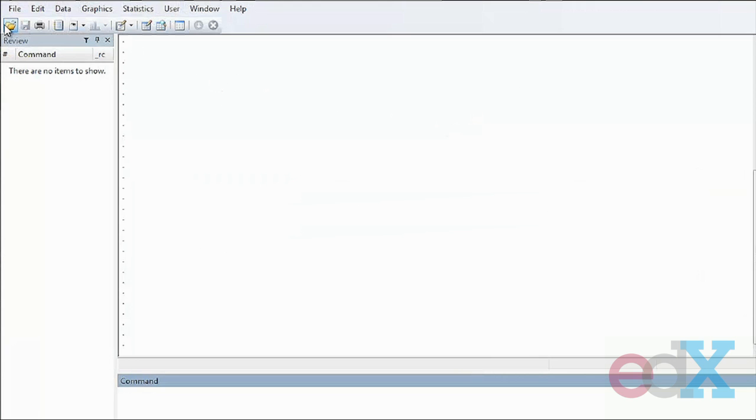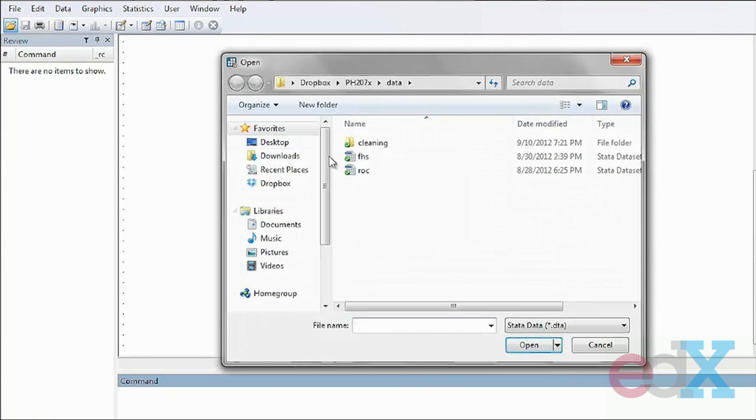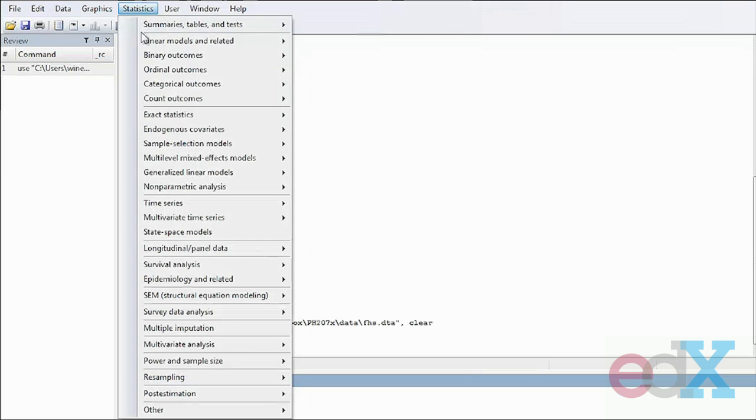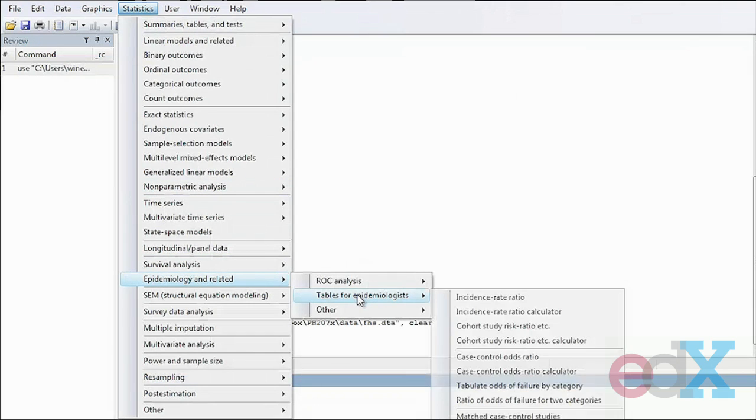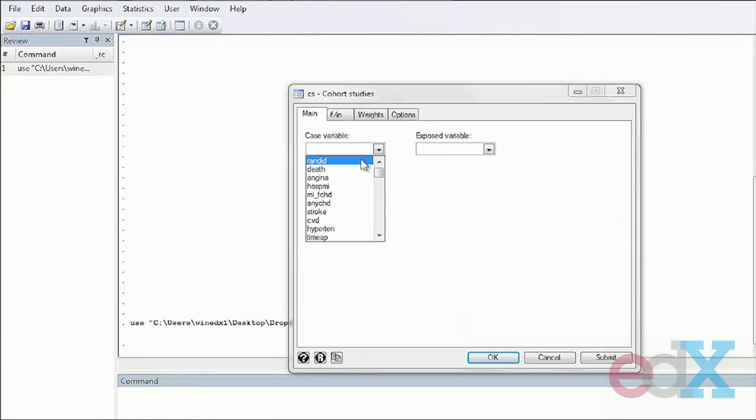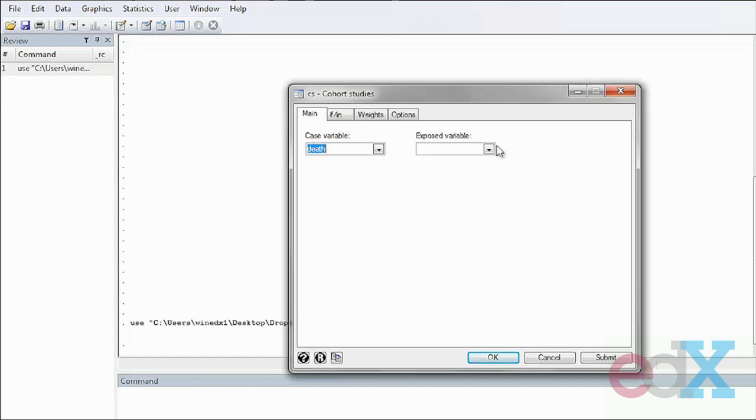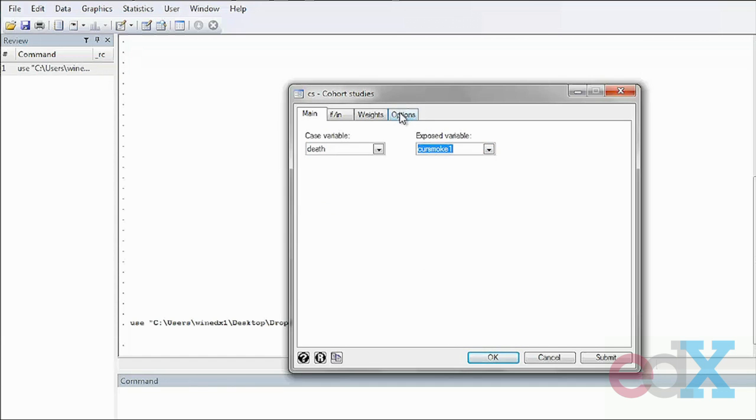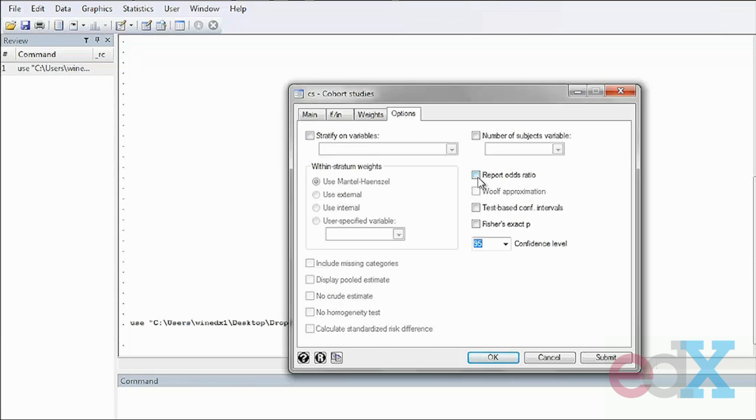So in STATA, open up the Framingham Heart Study dataset. Then we're going to go to Statistics, Epidemiology and Related, Tables for Epidemiologists, and Cohort Study Risk Ratio. Our case variable is going to be death, and our exposure variable is going to be cursmoke1. Also, go ahead and select the Options tab and click on the box for Report Odds Ratio to ask STATA to also provide an odds ratio with this data.